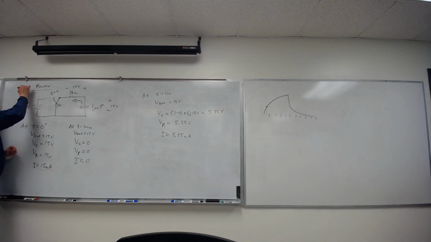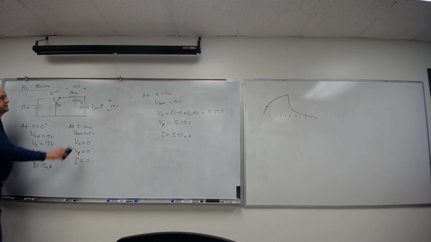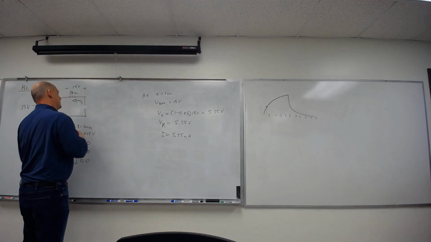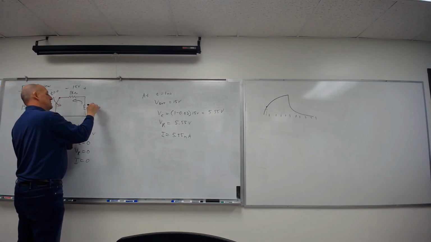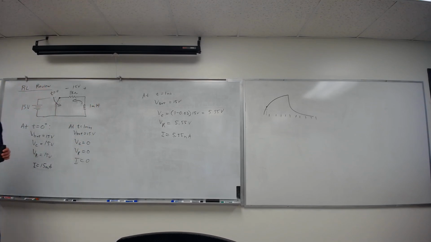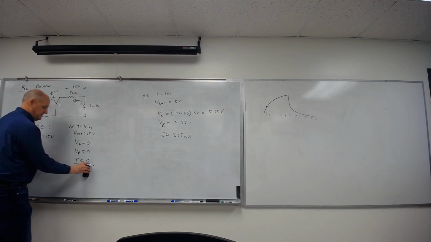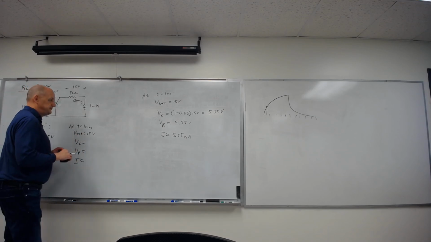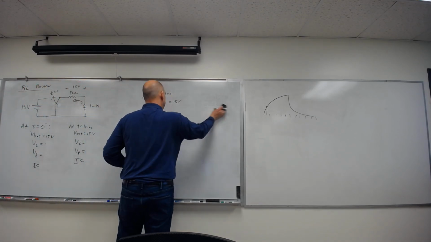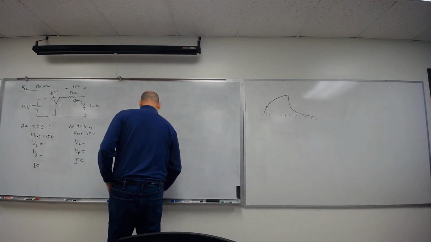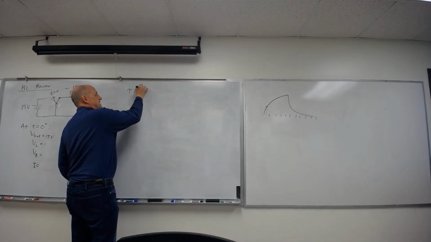RL, or L over R. So I'm going to come in, I'm going to replace this with a 1 millihenry inductor. We're going to go back to it. It's been here for a while, time 0. We go up there. First of all, it's our time constant, L divided by R.